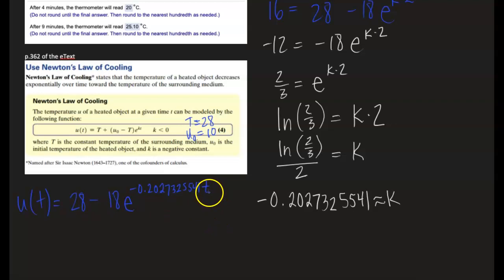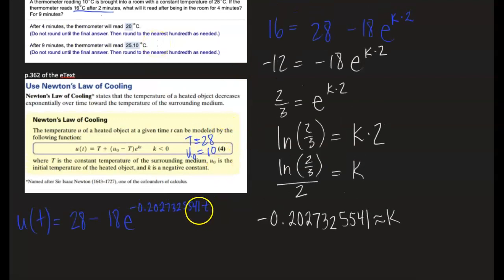But I'm going to replace t with 4. When I replace t with 4, I get an output of 20. And then when I replace t here with 9, I get an output of 25.10. So probably the most difficult part, if you want to even call it that, is getting this constant k through this formula for Newton's law of cooling, and then rewriting that formula as the model for your particular problem, and then you can get inputs and outputs as requested.